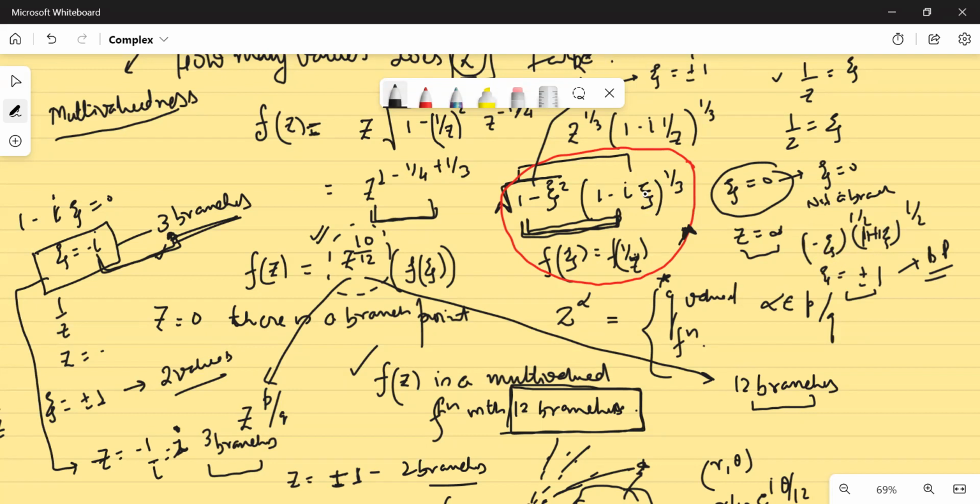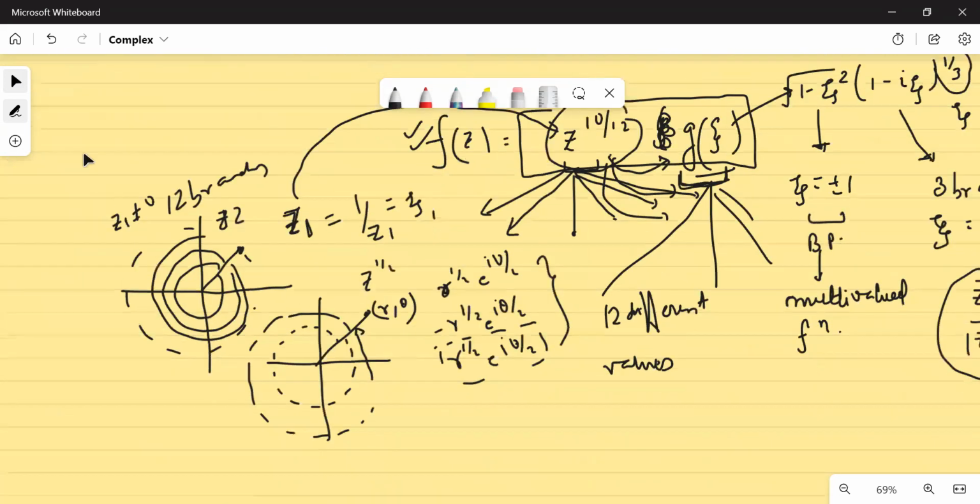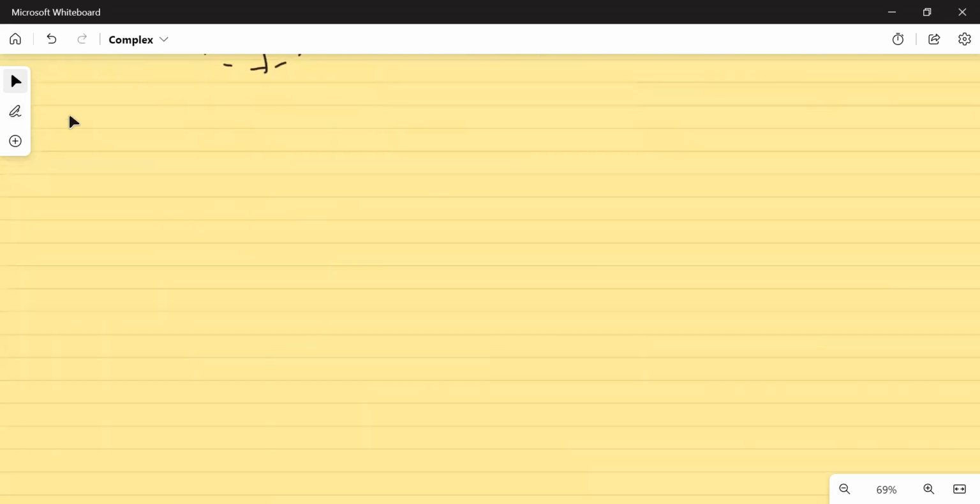Corresponding to minus 1 upon zeta, minus iota also, there are three branches. But hardly it matters, because eventually this particular function depends on 1 over z, not z. I'm supposed to find how many values z takes. So z takes 12 values. All these 12 values, when multiplied with this, will give me 12 different values. So overall, this particular function will have 12 different values for a particular value of z. Am I clear? Yes, sir. So should I move ahead now?